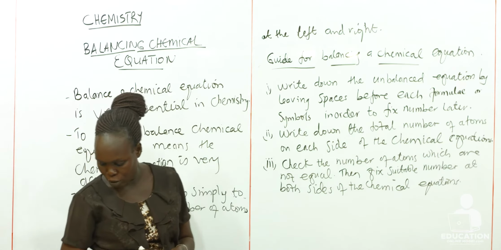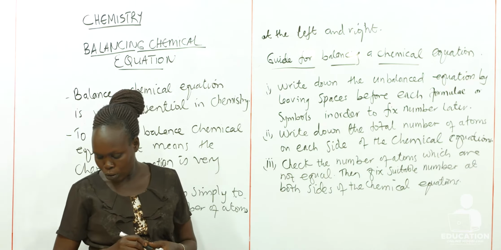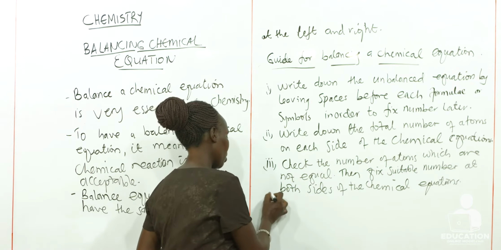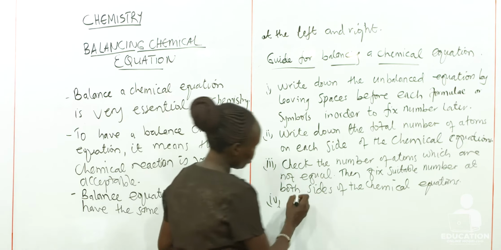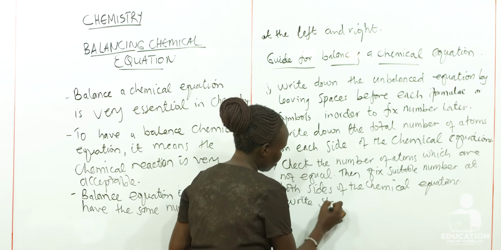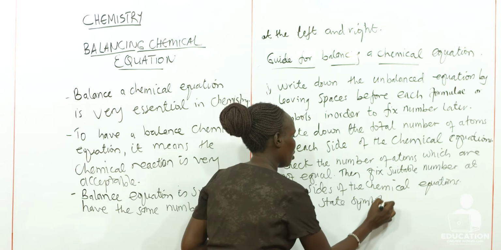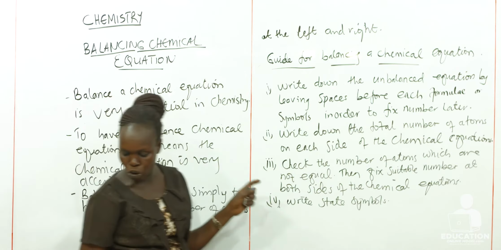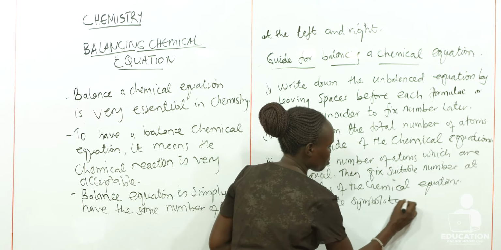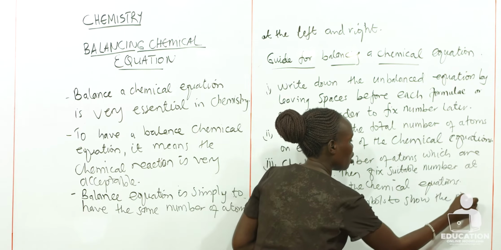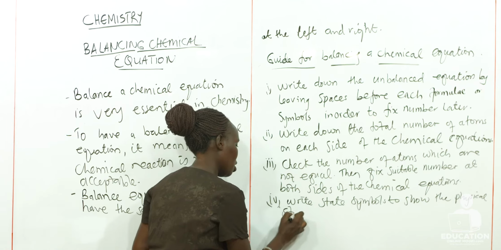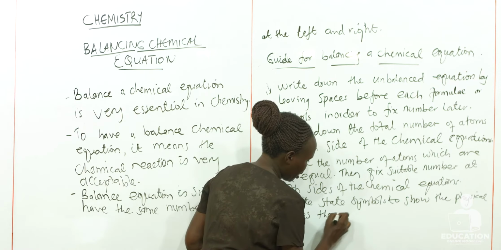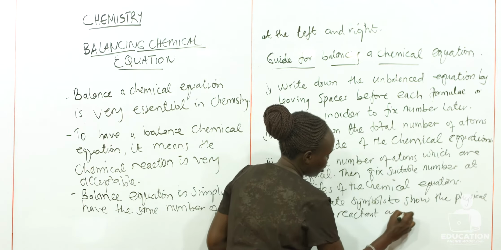So number four is to include the state symbols to show the physical state of the reactants and the products. So we need to remember the physical state. You need to write the state symbols to show the physical state of the reactants and the products.